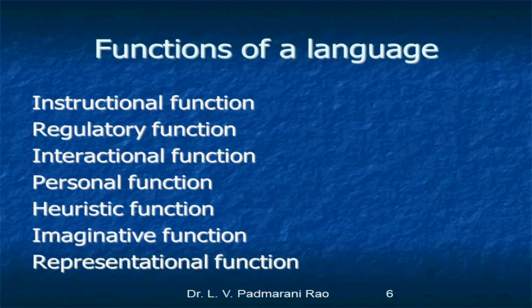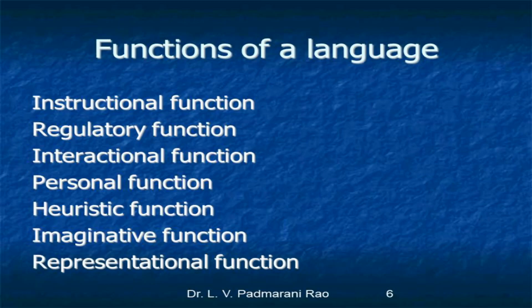It is true that language is the means of communication and its primary function is to communicate. As the communicative approach rests on the functions of language, it's important to see what kinds of functions the language can perform. The various functions that the language could perform are, number one, the instructional function, by which we mean using language to get things done by giving instructions. Number two, language has got regulatory function. That is, using language, we can control or regulate the behavior of others.